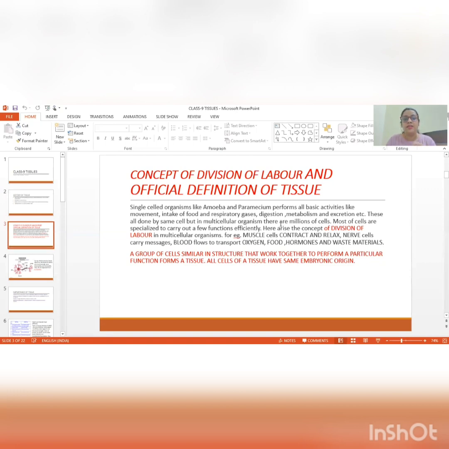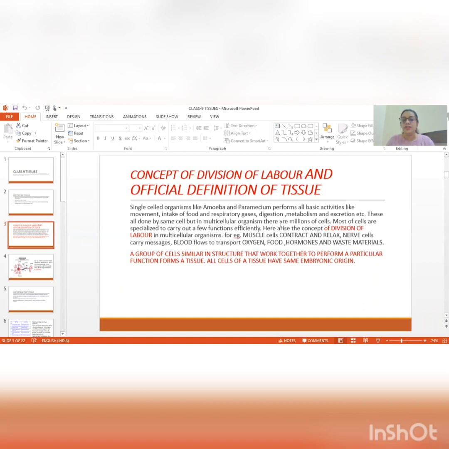These are all done by the same cell, but in multicellular organisms, there are millions of cells. Most cells are specialized to carry out a few functions efficiently. Now here arises the concept of division of labor in multicellular organisms. For example, muscle cells in humans just contract and relax to facilitate movement. Nerve cells carry messages. Blood flows to transport oxygen, food, hormones, and waste materials.